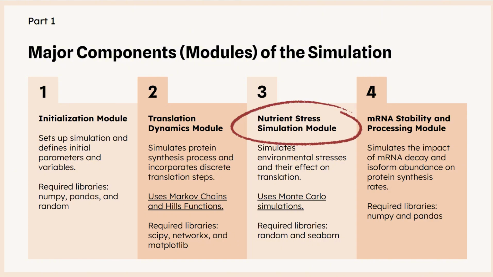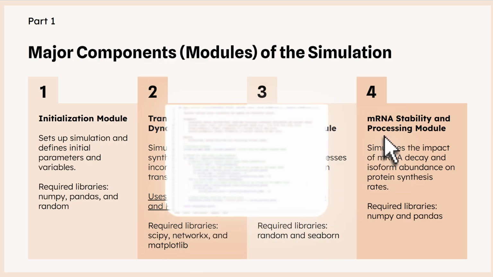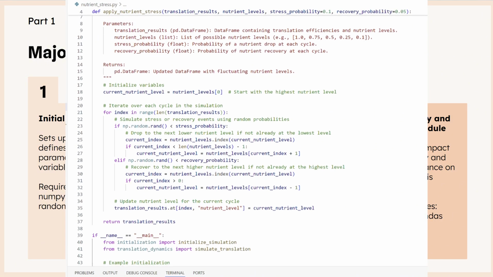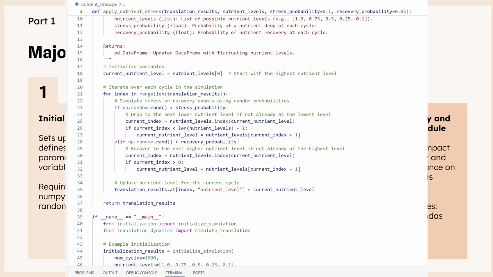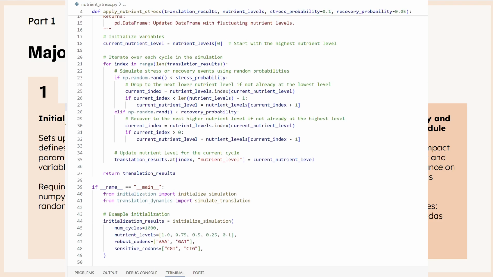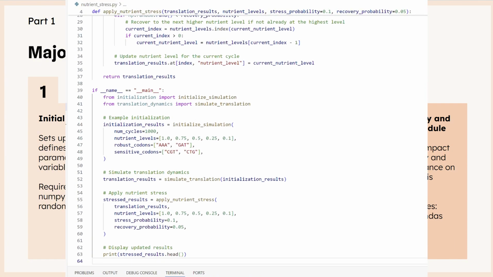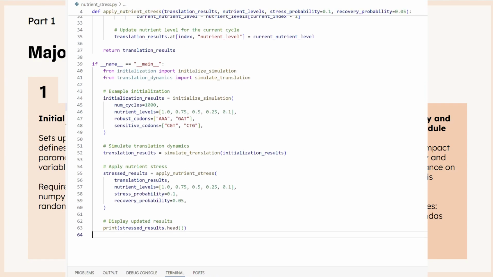The nutrient stress simulation module simulates environmental stresses and their effect on translation, primarily changes in efficiency. It uses Monte Carlo simulations to randomize nutrient depletion and replenishment cycles and dynamically adjusts rates based on nutrient availability. It also tracks changes in RTE for robust and sensitive codons.